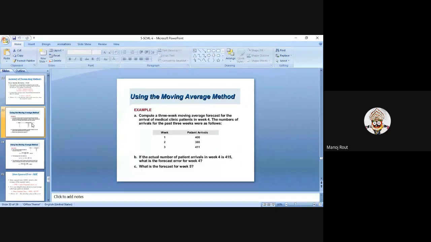In case of exponential weighted moving average, this numerical is assigned to you as assignment for the next class. Because we are already running out of time, and I have to go for an exam related issue. So if you have any doubt, you can directly ask.